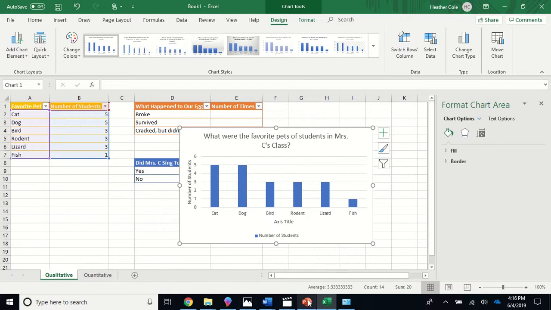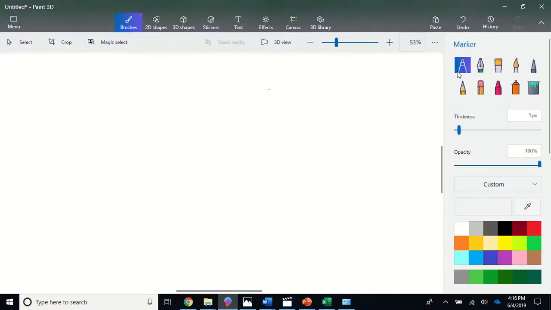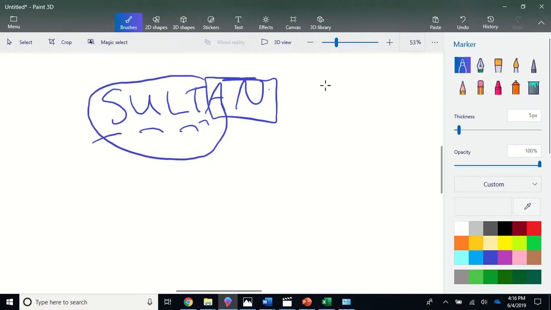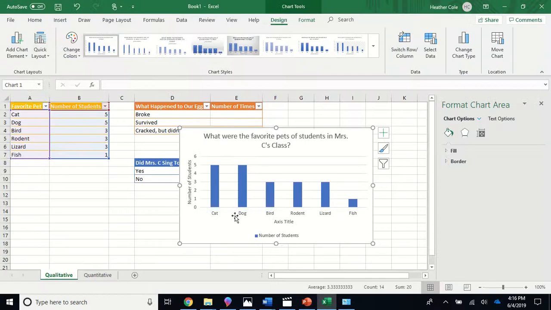Okay, so if we look back through, a good acronym to help us remember what we need is SULTAN, and SULTAN stands for scale, units, label, title, and then accurate and neat are the two things that we want to make sure our graph is. These are the things that we need to include. So, do we have a scale? If we look back, we do have a scale right here. We're counting by 1, so that's fine.